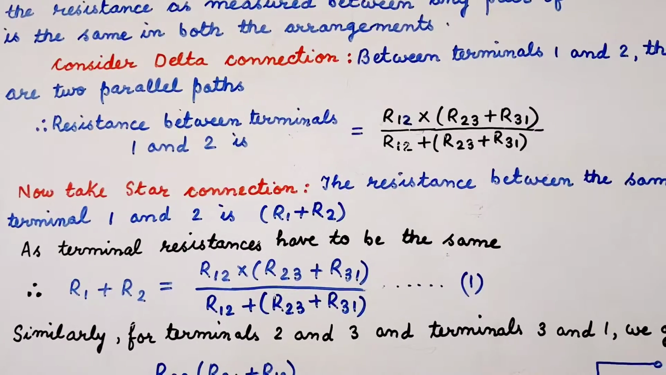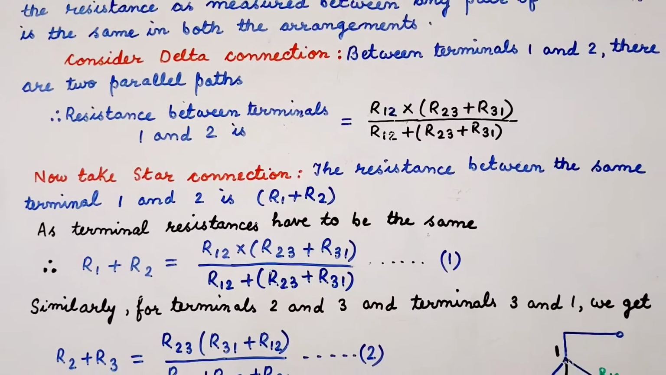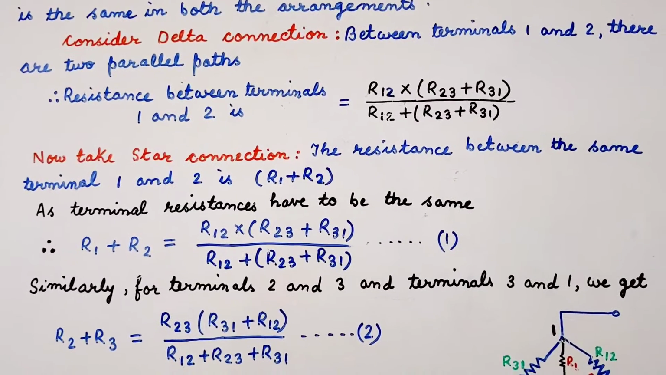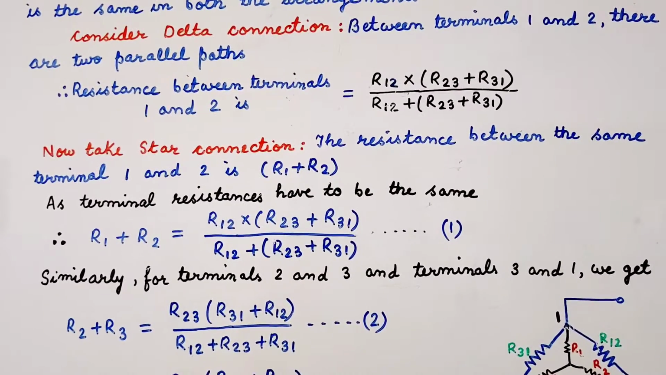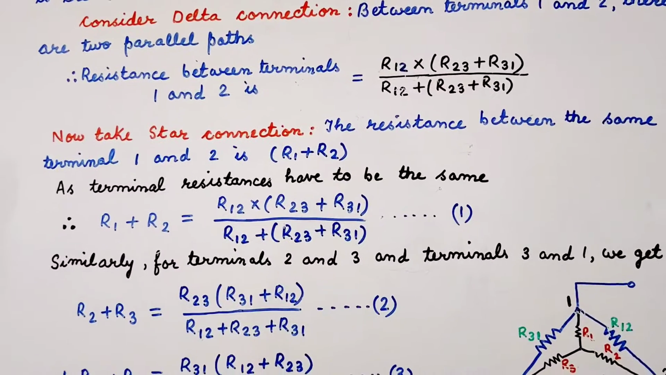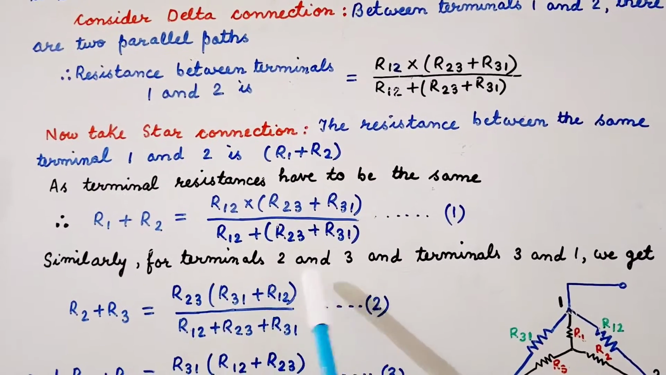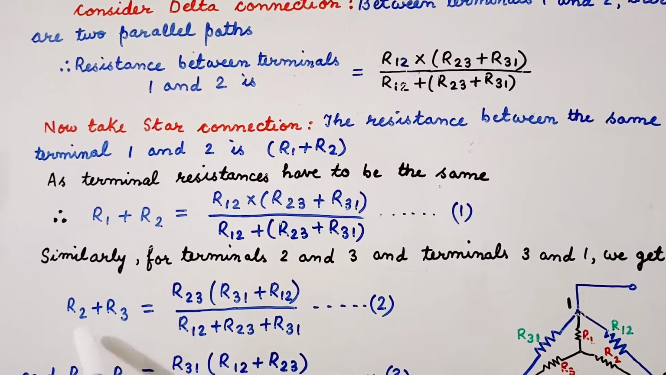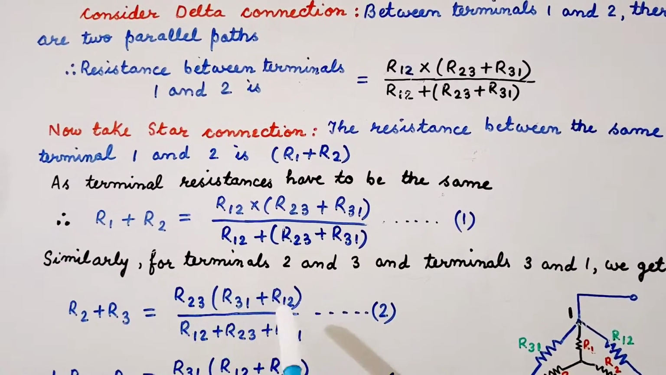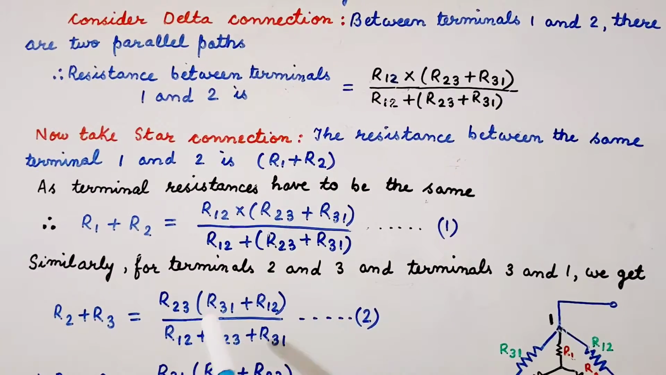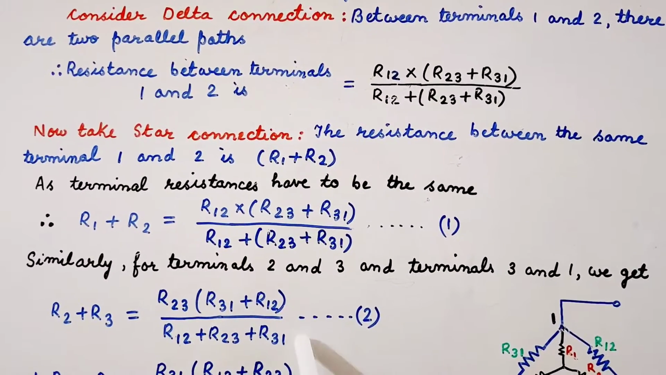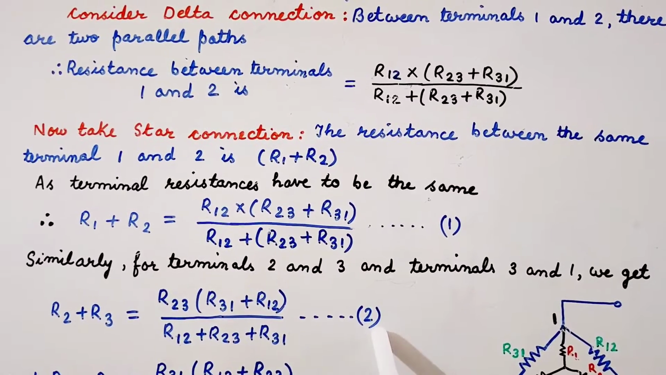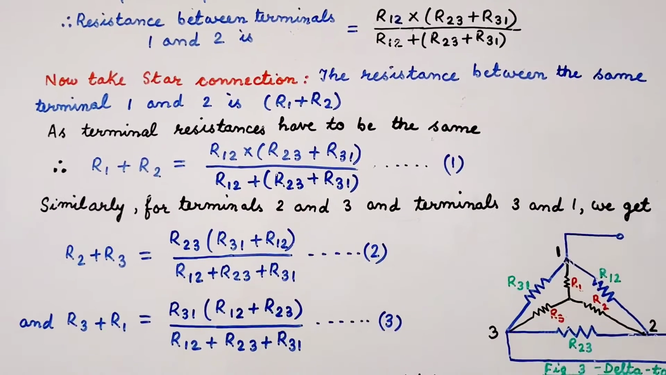Similarly, we can write the equations for the terminals 2 and 3 and also for the terminals 3 and 1. So in this, for the terminals 2 and 3, the equivalent resistance between the terminals 2 and 3 in star will be R2 plus R3, and this will be equal to the equivalent resistance between the terminals 2 and 3 in case of delta. Let us call this equation number 2.